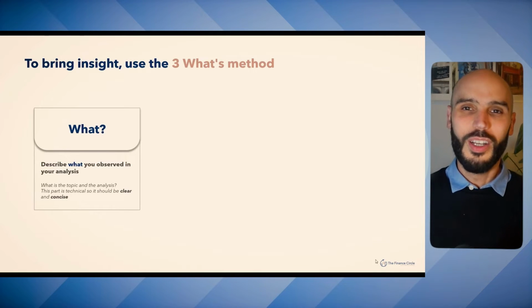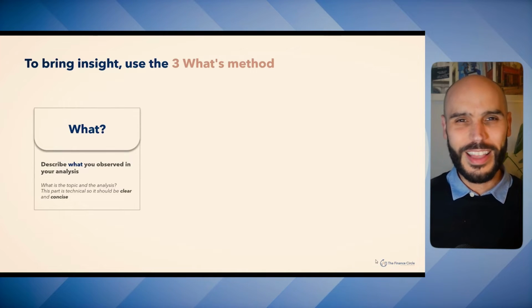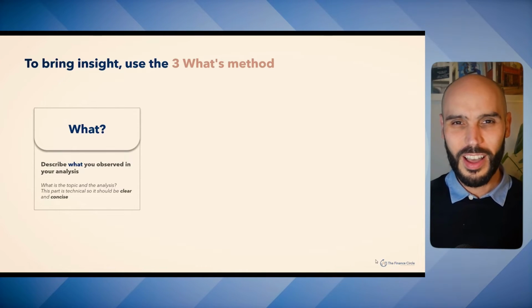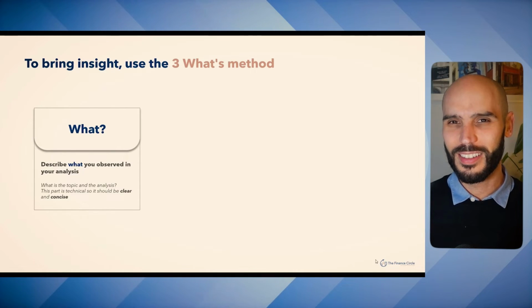The what. Describe what you observed in your analysis. What is it that you saw and that happened in the business already? This part is technical, so it should be clear and concise.